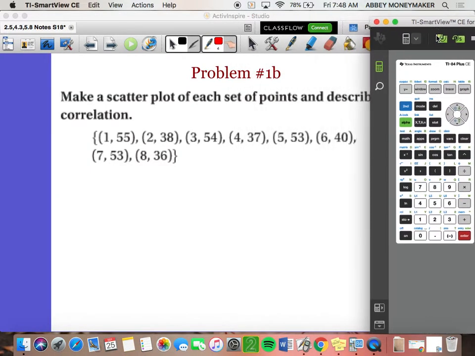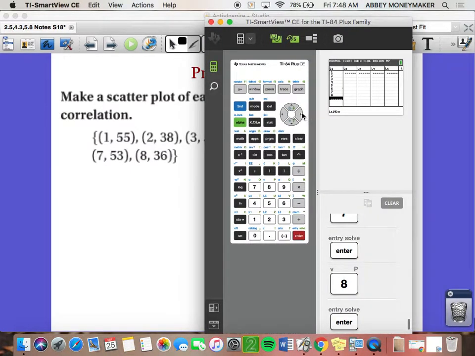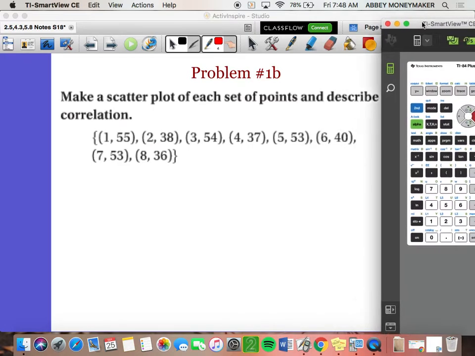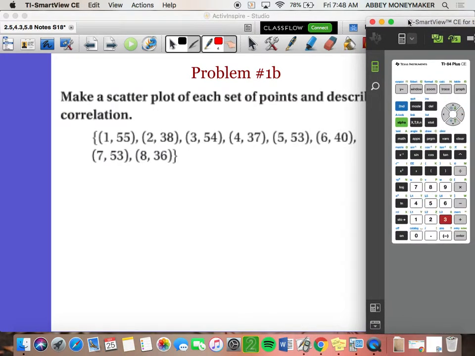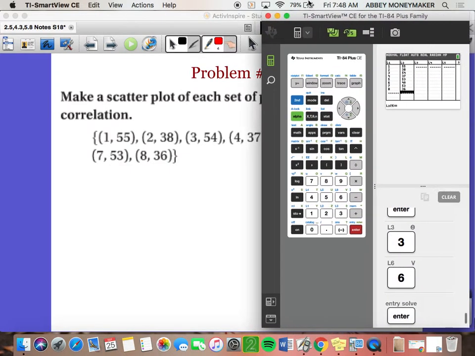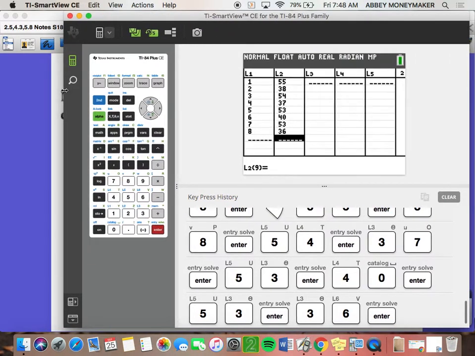We're going to type in our x's. So I have 1, 2, 3, 4, 5, 6, 7, and 8. And then in my y column, I have 55, 38, 54, 37, 53, 40, another 53, and then 36. So I have as many x's as I do y's, so I'm good there.